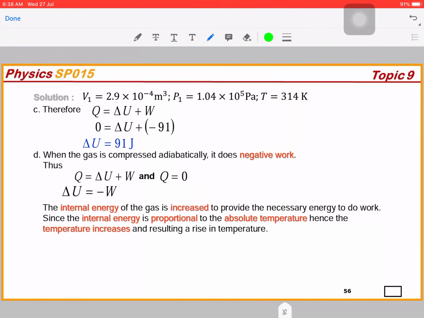Okay, so we can use Q is equal to delta U plus W, and Q is equal to 0, delta U kita nak cari, and W is negative 91. So we'll get delta U is equal to 91 joule.